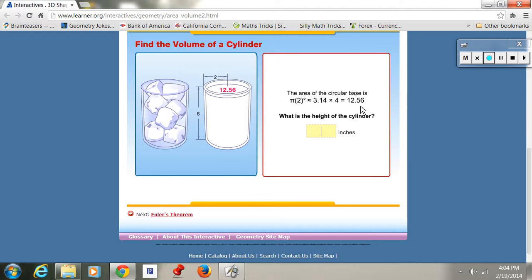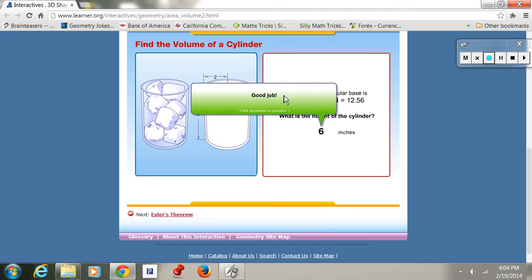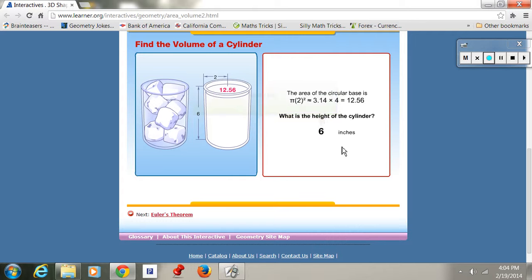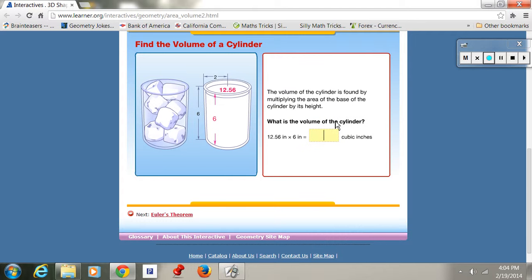So we found the area is 12.56. The height is right here. It's a 6. None of this you have to write in your paper. I just want you to take a look at it. Okay, so we got 6. Again, great job. We did it right again. And then it says, what is the volume of the cylinder? We now know the area of the base is 12.56, and we know the height of the cylinder is 6. So you multiply those two together.